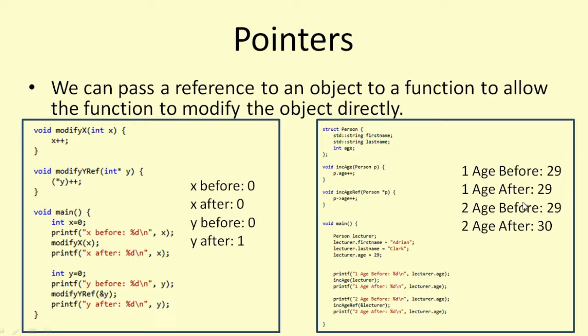So when we try and increment the age, it only increments this person P's, not lecturer's age down here. So we'll see 29, 29. However, if we pass in a pointer to the lecturer and add 1 to that person's age, then you'll see when we come back out of this function, the age is actually incremented by 1.